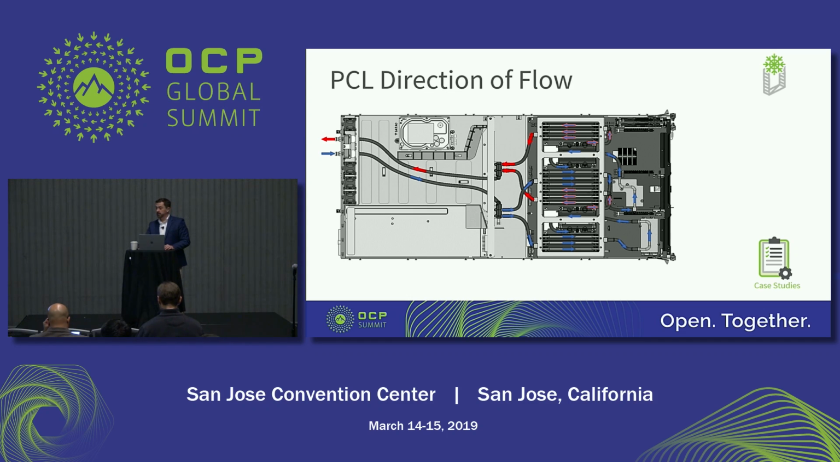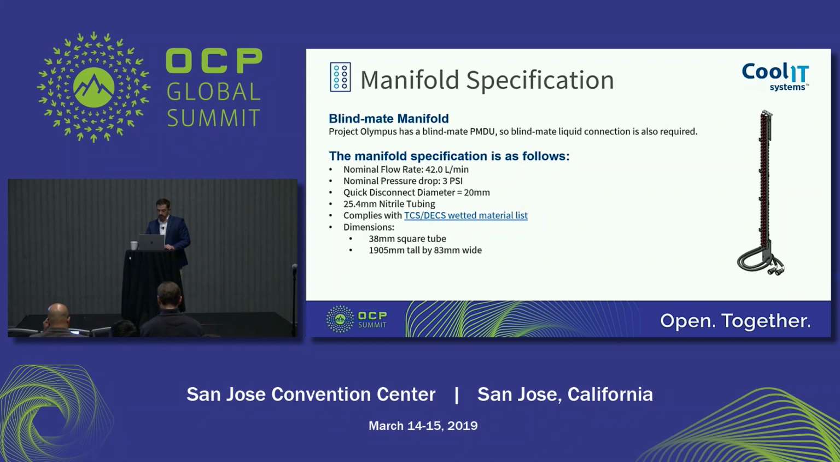This solution was developed without having to make any modifications to the motherboard, just some chassis modifications, removing the fans and that sort of thing. One of the things that we were particularly excited about is the implementation of a blind mate manifold here. The Olympus server has an intelligent PMDU that allows for blind mate power and communication so that all service can be done from the front.